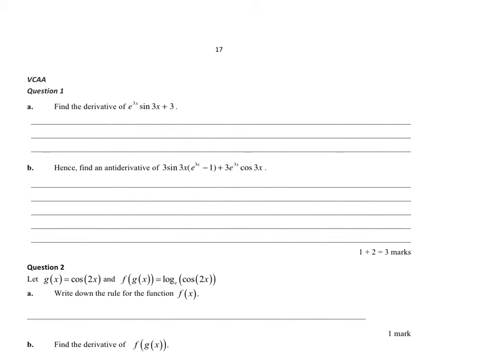Okay, so here's what we've got: anti-differentiation by recognition. First part: the derivative of e to the 3x times sine 3x plus 3. I guess it's not super clear in the question, but it's sine 3x plus 3. So we've got two different functions, two different representations of x. I suggest it's a product rule.